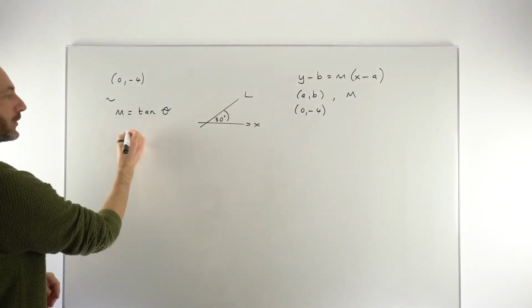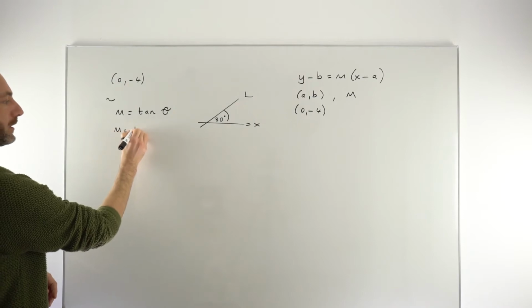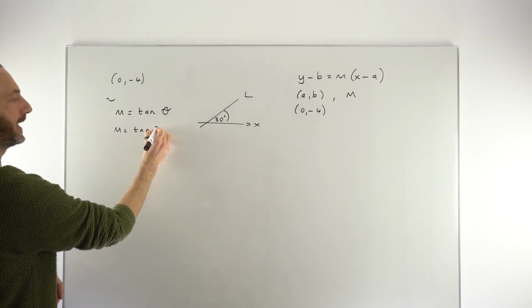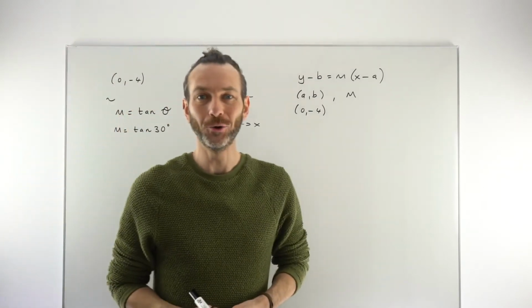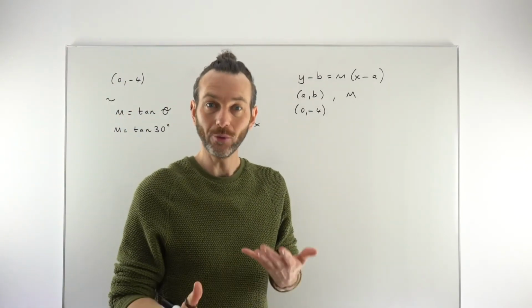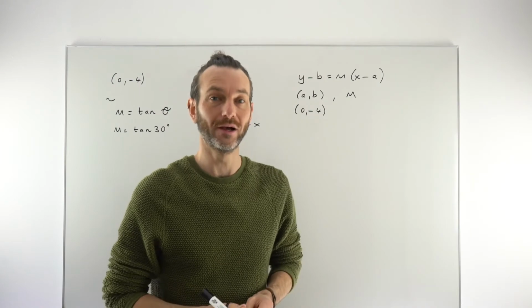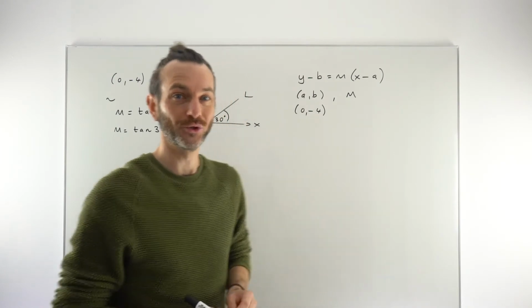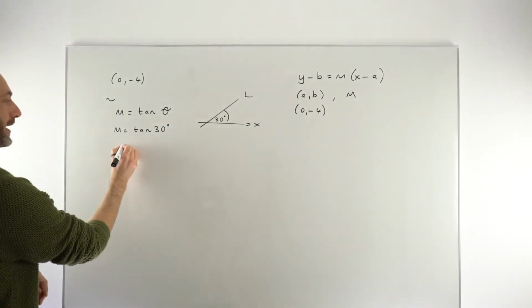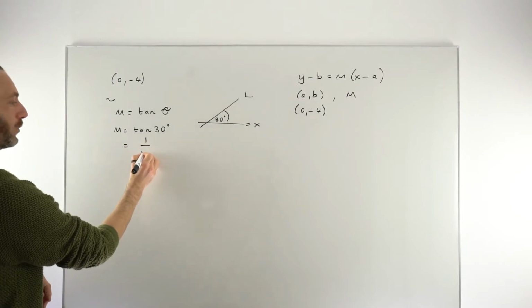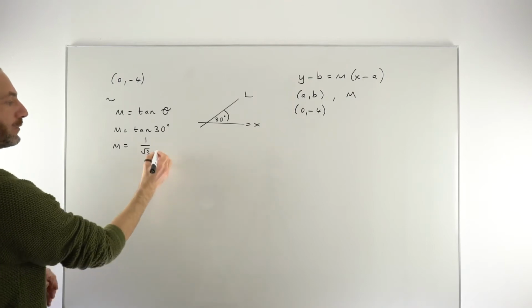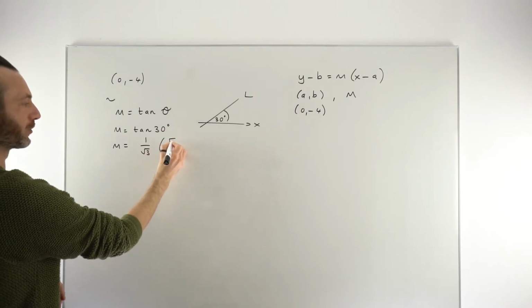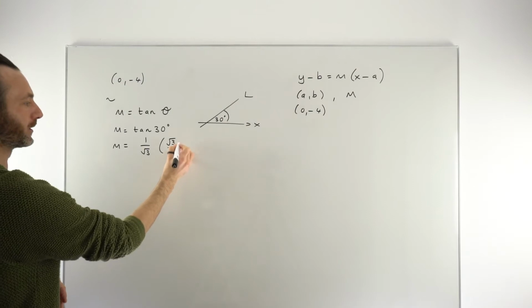We know the angle is 30 degrees, so we know the gradient of this line is given by the tan of 30 degrees, the tan of the angle. We need to do this non-calculator, so this is trigonometric exact values. This one you should really just know off the top of your head. The tan of 30 degrees is 1 over root 3, or you could rationalize that to make it root 3 over 3. I'll just put that in a bracket, that's another option.